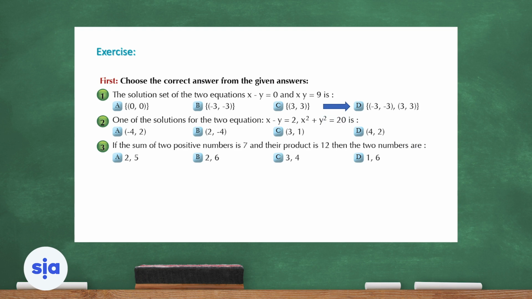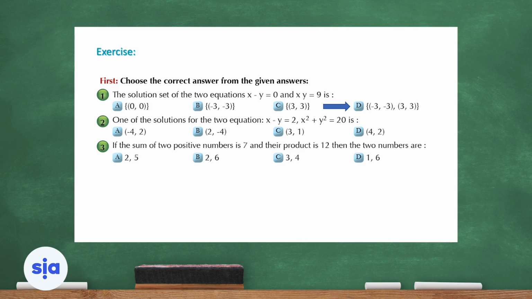Let's move to number 2. One of the solutions for the two equations x minus y equals 2 and x squared plus y squared equals 20 is, yes, you're going to do it by the same steps that we're doing, that we make x equals 2 plus y, and then you substitute, or you can do it logically. How can you do it logically? X minus y equals 2. The difference of two numbers is 2, where x is the bigger number because the result is positive. So automatically, choice number A is not a correct choice.